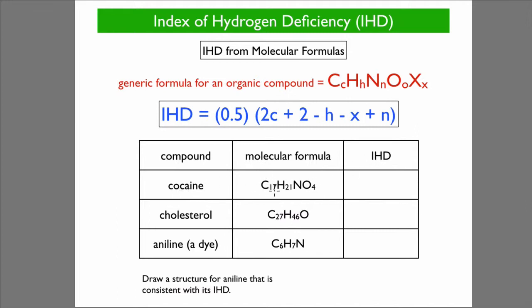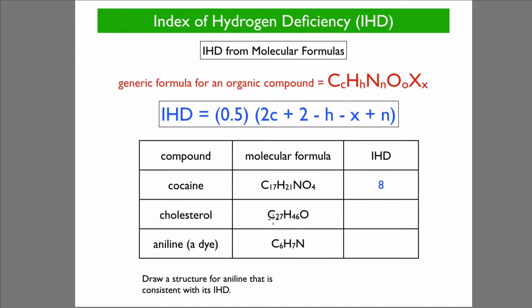17 times 2 is 34. Then let's add 2, 36. Then take away the number of hydrogens. It's got 21, so 36 minus 21 is 15. Plus the nitrogens. There's 1 nitrogen, so 16. And then we've got to divide it by 2 or multiply by 0.5, which is going to give us 8.